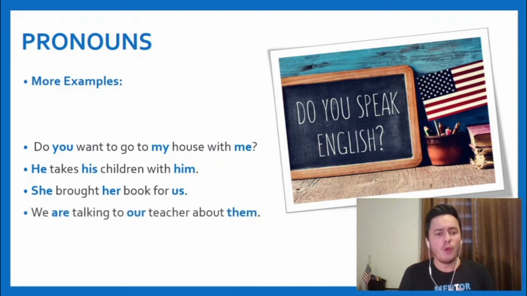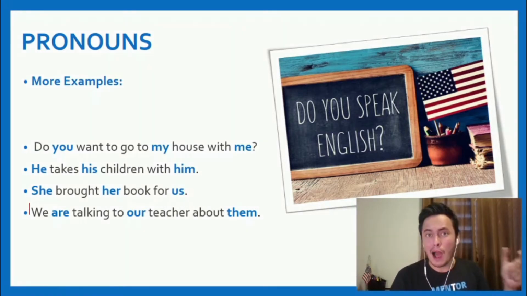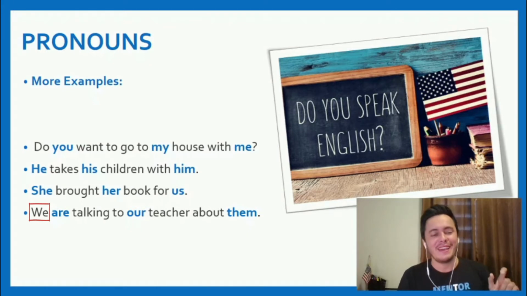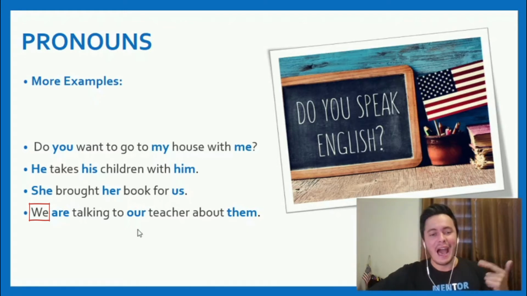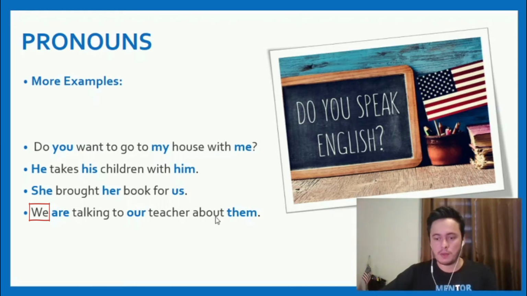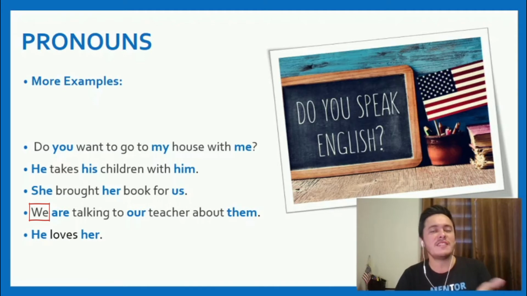Okay? We are talking to our teacher about them. So we are, I made a mistake here. I highlighted are instead of we, okay? So technically we should be highlighted, all right? So we is the subject, our teacher is the possessive, and about them, again after a preposition in the end of the sentence, okay? Another example here is he loves her. Now it's after a verb, it's also common. So he is the subject and who he loves, her.